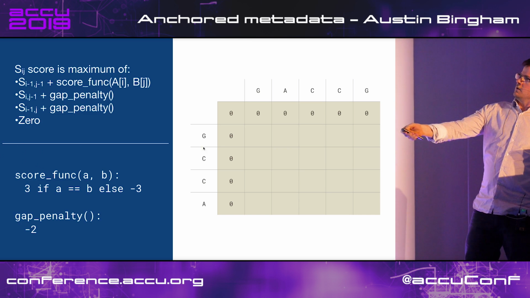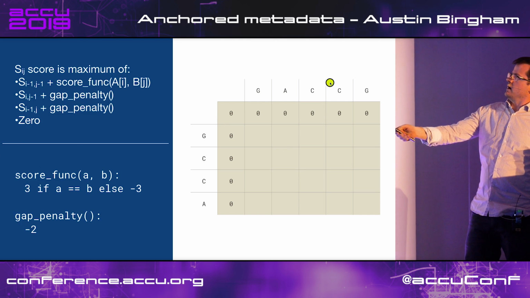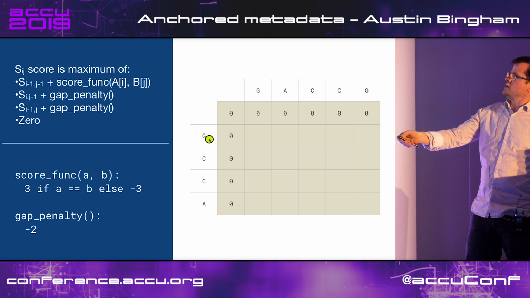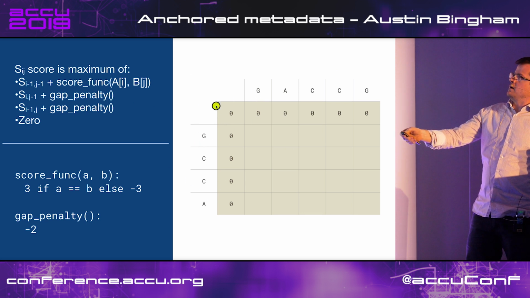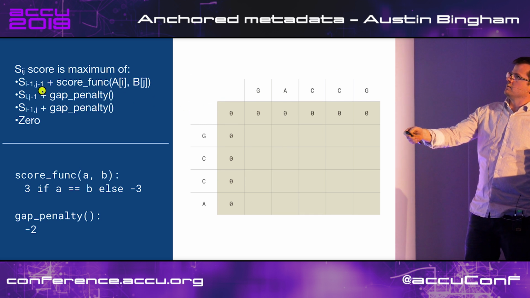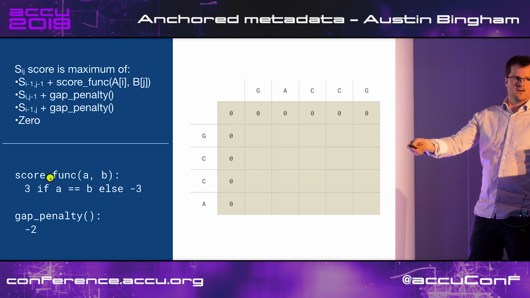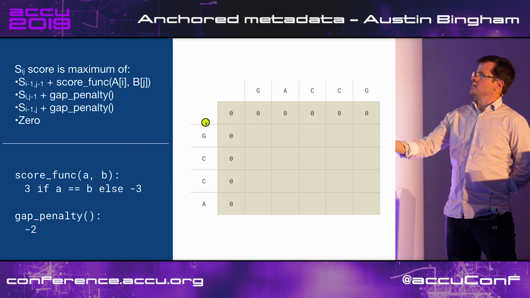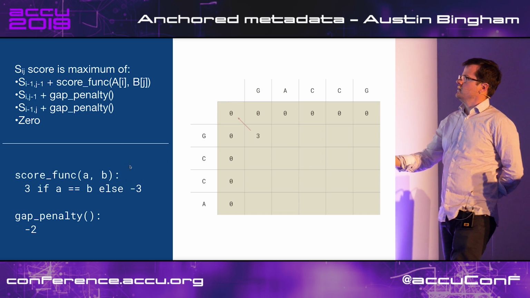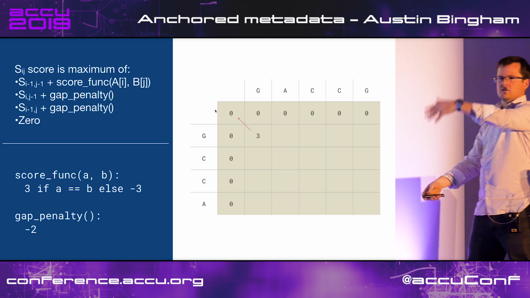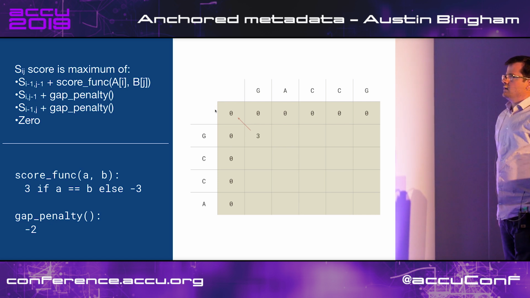Well, these are the basic rules. These are the i's and these are the j's down this way. We're going to look at G and G. Well, those are the same, so we take S of i minus 1, j minus 1. This is 0 here. And we get that plus the scoring function. Let's just say the scoring function is 3 if a and b are the same and minus 3 otherwise. And so in this case, we get 3, right? That's the score it gets. You don't have to memorize this stuff. I want to give you a flavor of how it works.